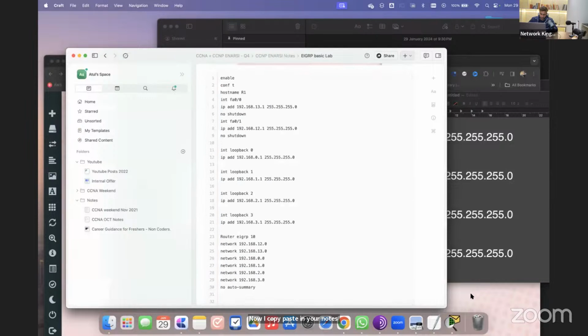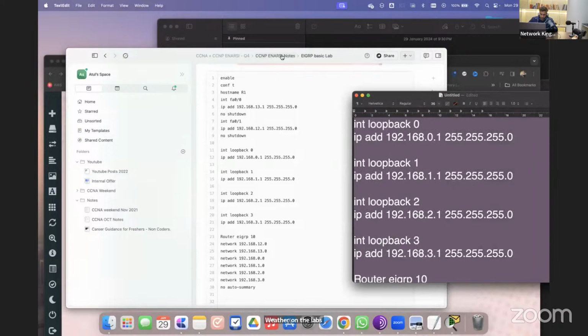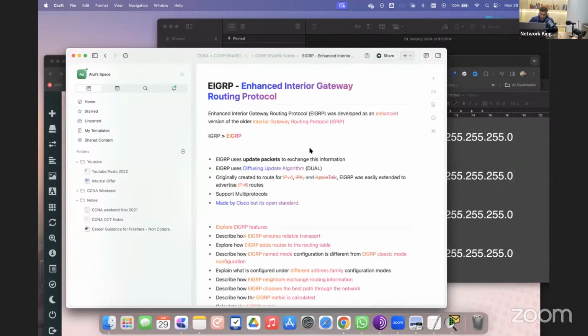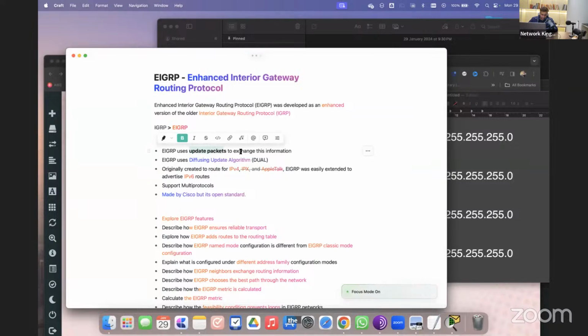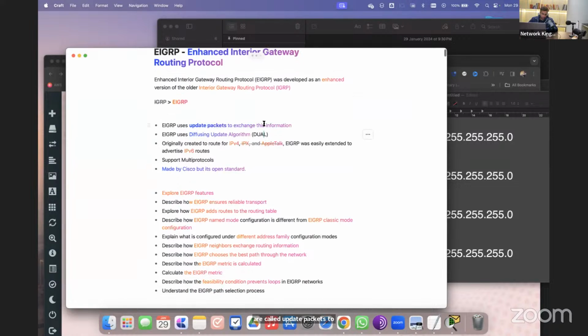Coming back to the theory part. EIGRP uses update packets to exchange information. There are packets called update packets to exchange routing information. So if anybody asks you how EIGRP shares information with each other, then the answer is update packets. EIGRP uses an algorithm, I told you, the DUAL algorithm, which stands for Diffusing Update Algorithm.